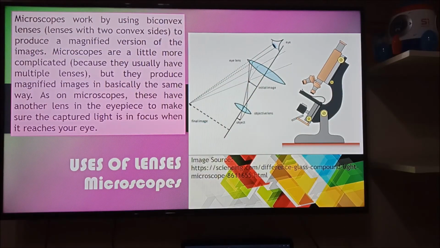You have used microscopes in school, particularly during your lessons in biology. Microscopes work by using biconvex lenses, or lenses with two convex sides, to produce a magnified version of the images. Microscopes are a little more complicated because they usually have multiple lenses, but they produce magnified images in basically the same way. Microscopes have another lens in the eyepiece to make sure the captured light is in focus when it reaches your eye.